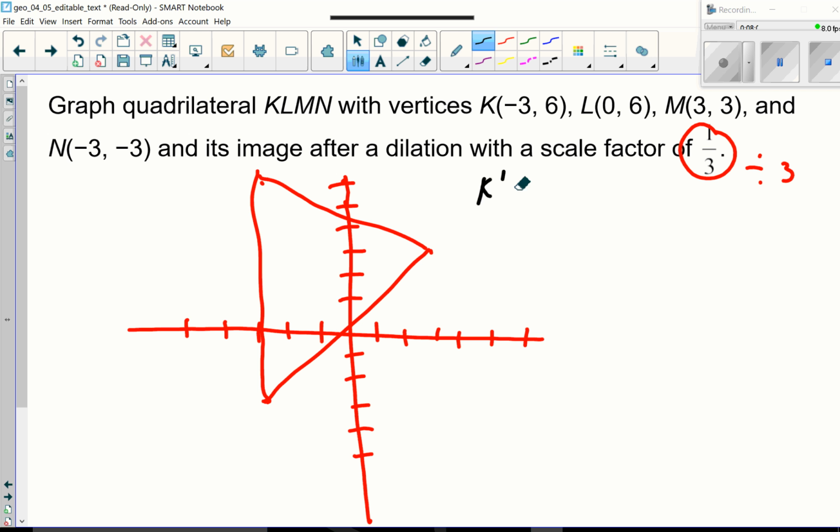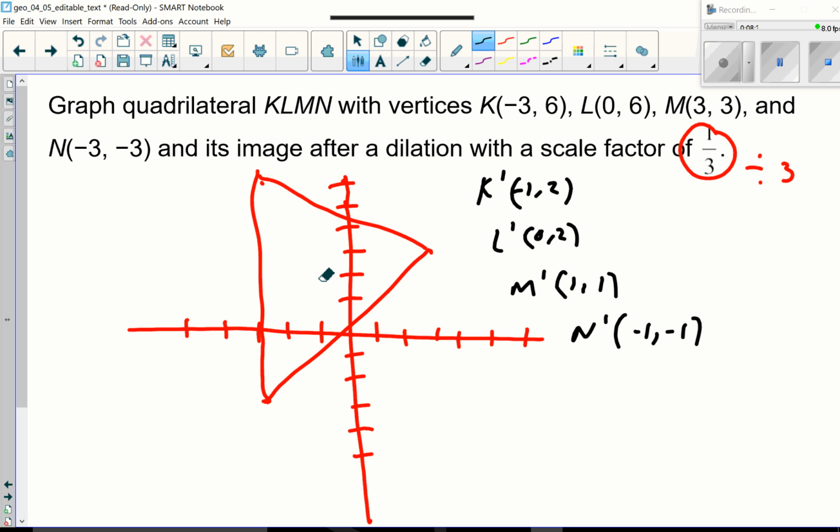Let's go K prime. Let's go L prime. And let's go M prime. And again, you should be graphing this as well with me. If I divide by 3, we're going to get -1, 2. We're going to get 0, 2. And we're going to get 1, 1. And then finally, don't forget N prime, -1, -1.